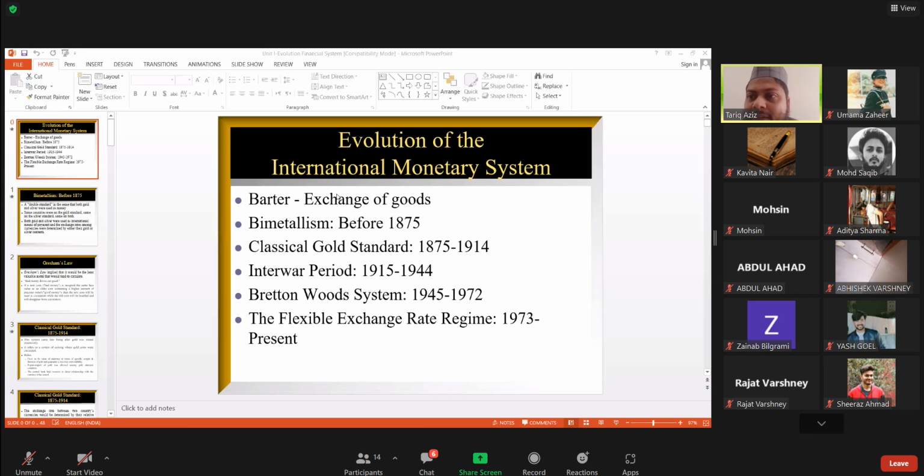So, after the barter system, another system that evolved is known as bimetallism. Bi means two, metal means metal. So, which are these two metals? Can anybody tell? Can anybody guess?